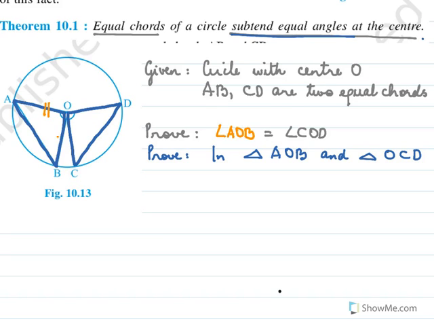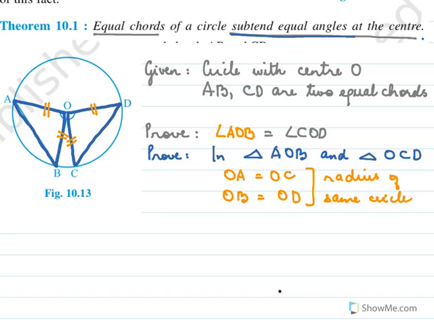We know AO equal to OB, OC equal to OD. All these are equal because they are radii of the same circle. So we write OA equal to OC and OB equal to OD. Reason: radius of the same circle. It is given to us that the chords are equal. So AB equal to CD is given.